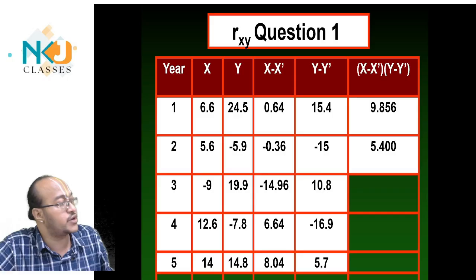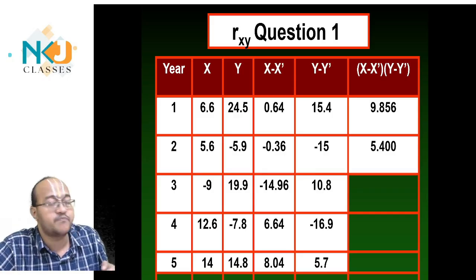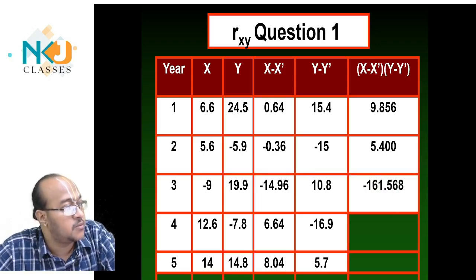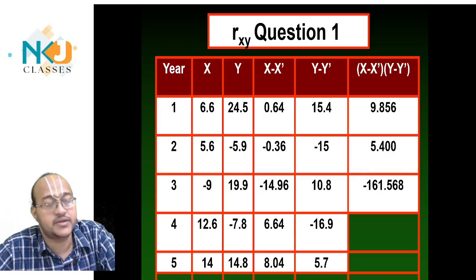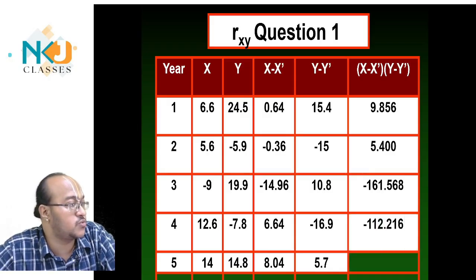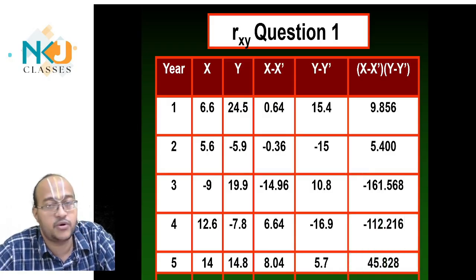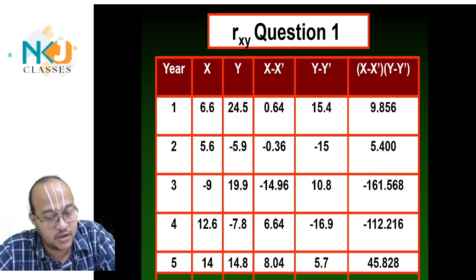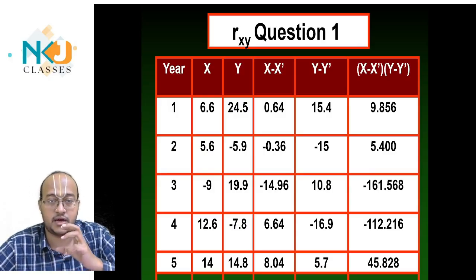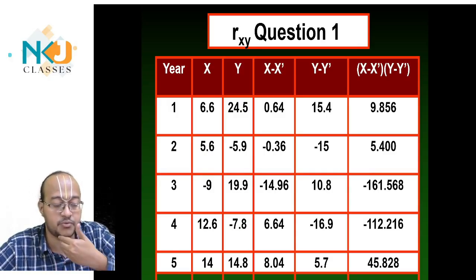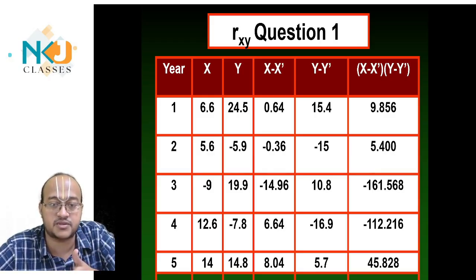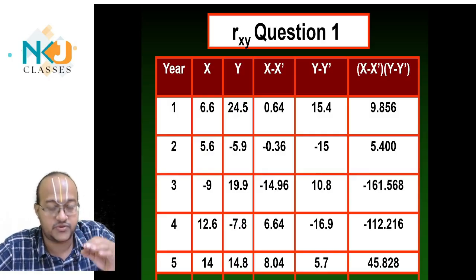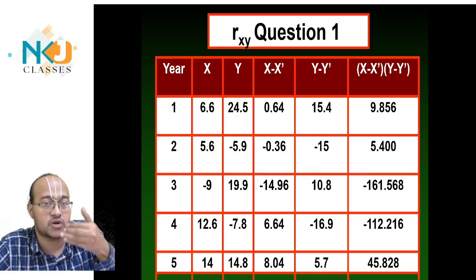5.4. Minus 14.96 into 10.8. How much is that? Minus 161.568. Next minus 112.216 and plus 445.828. Are you all getting this last column? How to compute? Clear? When they ask to compute correlation, the first step is computing covariance. Are you understanding? First step of computing correlation is computing covariance.